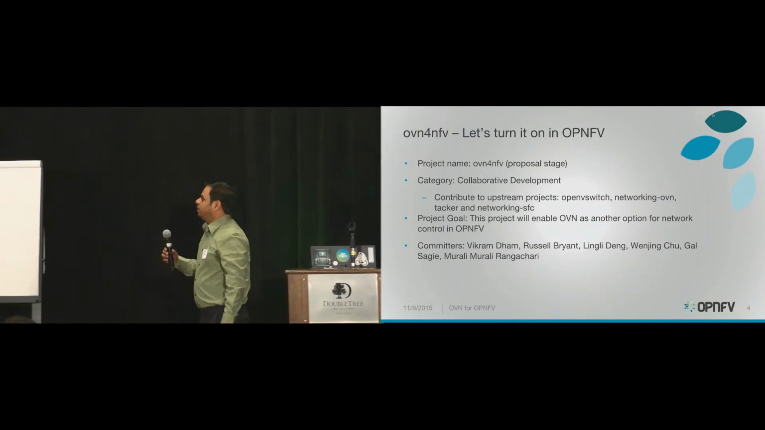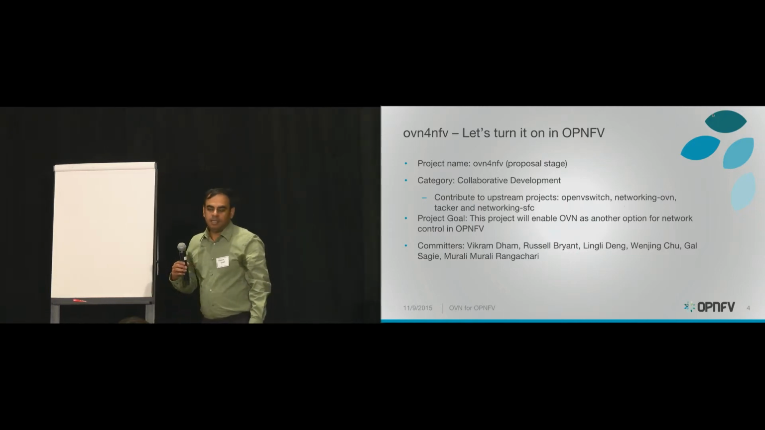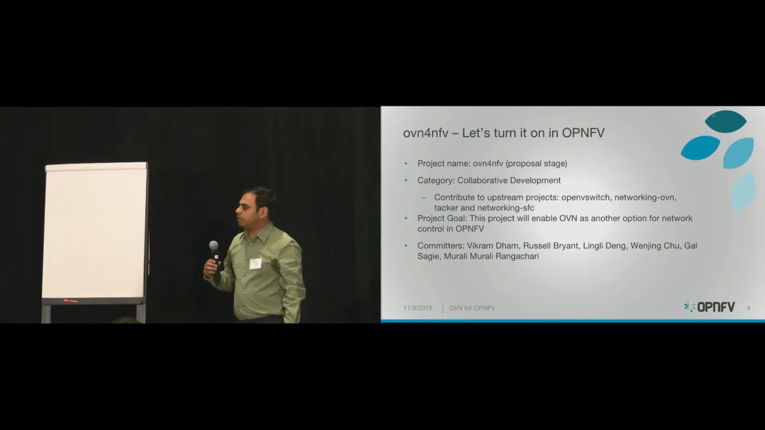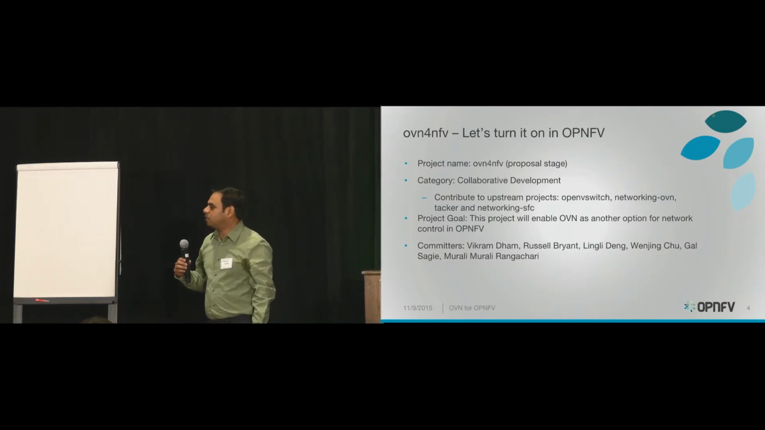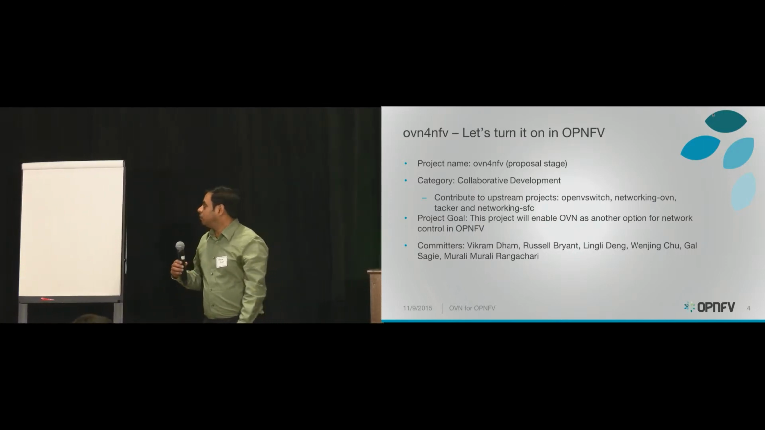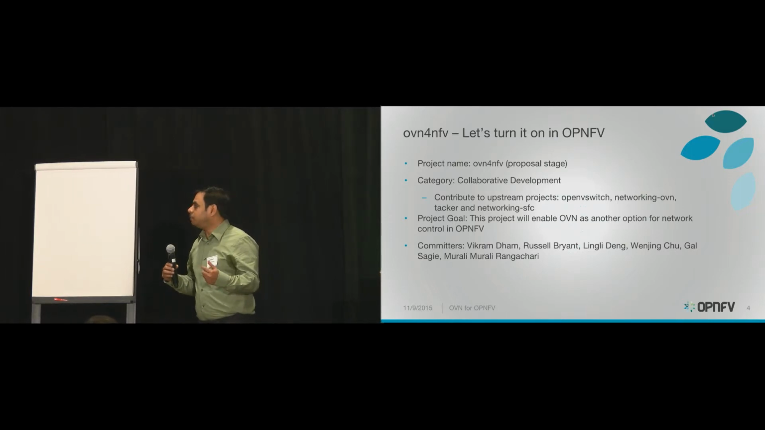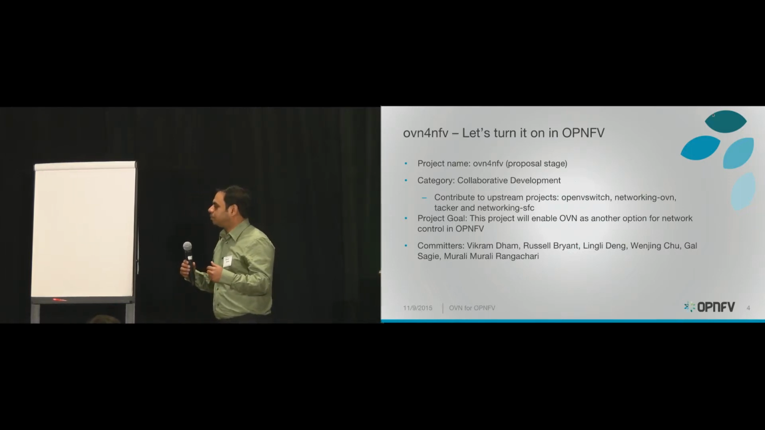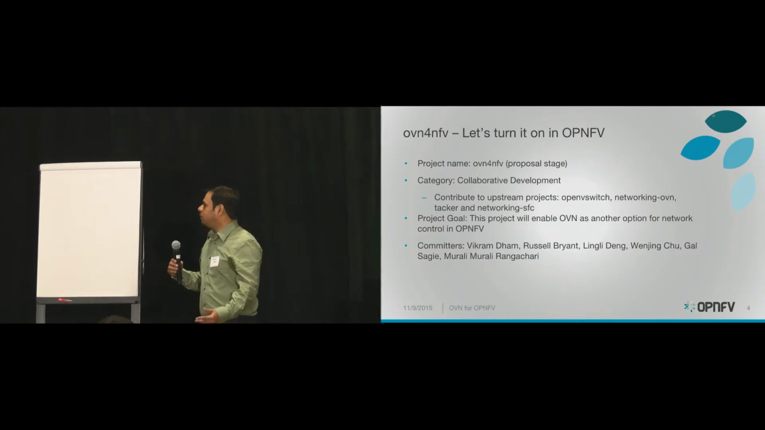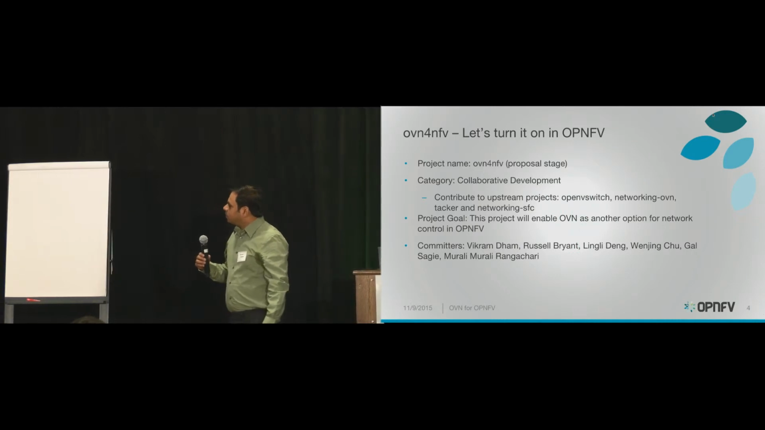Let's turn to OPNFV. We have proposed this project in OPNFV. OPNFV is a consortium of telcos and vendors together trying to build products for NFV. It works very closely with ETSI. What we are trying to do here is start a collaborative development project. The idea is we'll identify requirements from OPNFV, and the upstream contributions will hopefully go into the Open vSwitch project, the networking OVN project, Tacker, networking-SFC. All these projects combined will try to support them so that we have a carrier-grade deployment ready in OPNFV. We have some initial committers already.